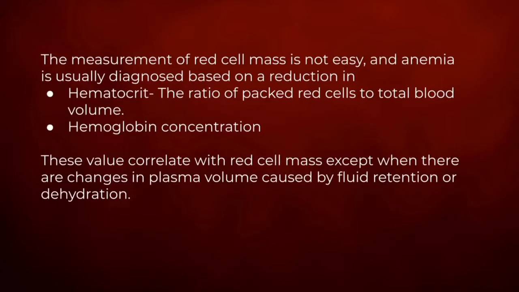Hematocrit is the ratio of packed red cells to total blood volume. It's very important, just keep it in mind. The other is hemoglobin concentration. These values correlate with red cell mass except when there are changes in plasma volume caused by fluid retention or dehydration. Other than that, they are very useful, but if there are changes in plasma volume, we have to go to other methods for the measurement of red cell mass.